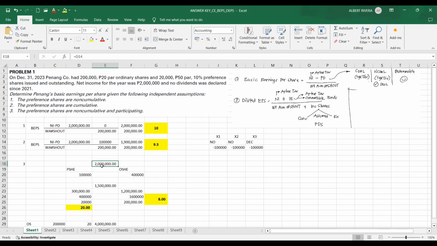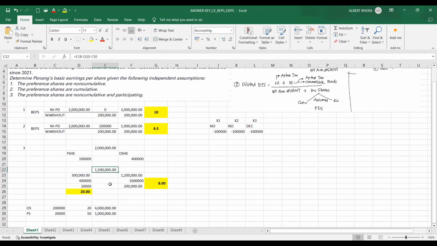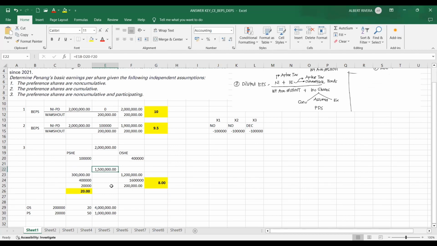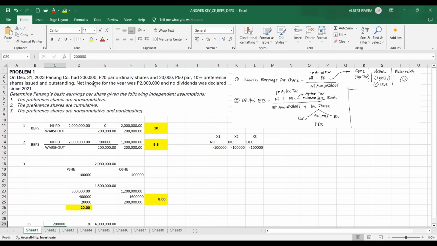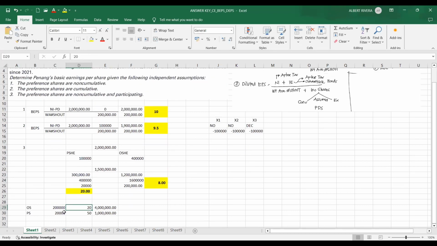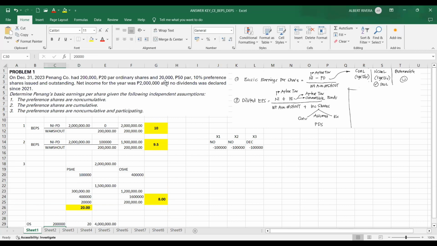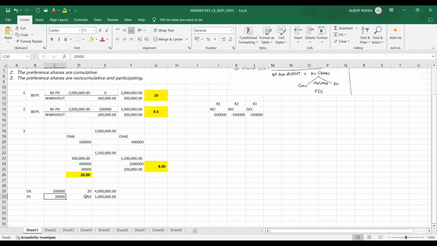This is the net income after tax minus this amount, 100,000 and 400,000 for the ordinary. This is the excess, and the excess would always be allocated based on the aggregate par value. The aggregate par value here: we have the ordinary shares of 200,000 times 20 and the preference shares of 20,000 times 50. So this is 5 million pesos.